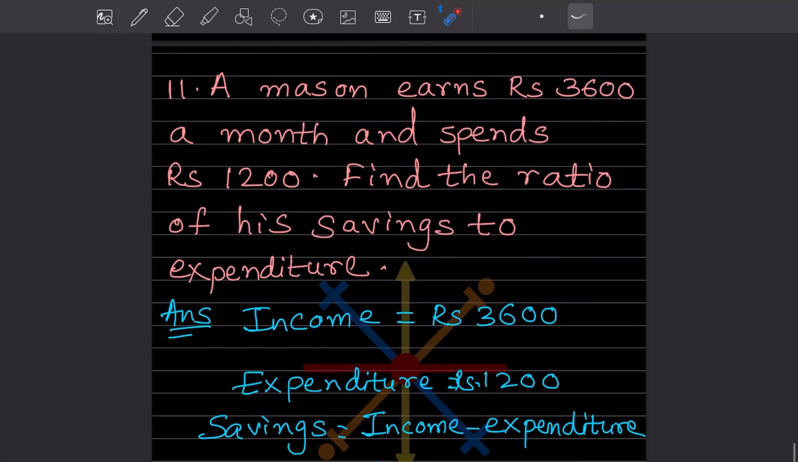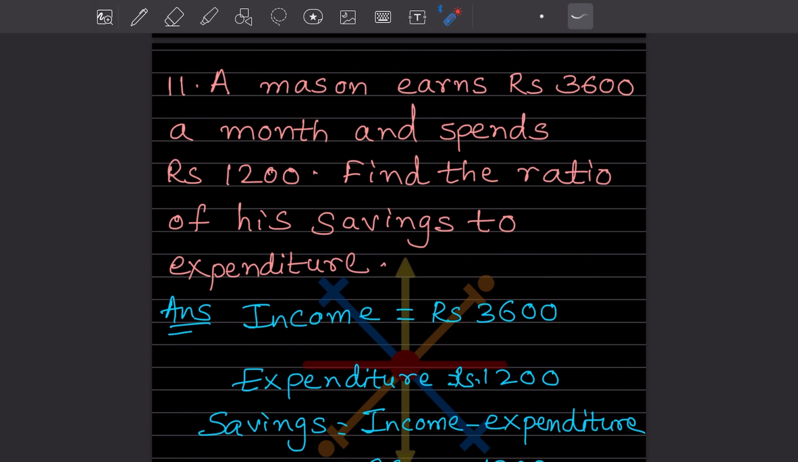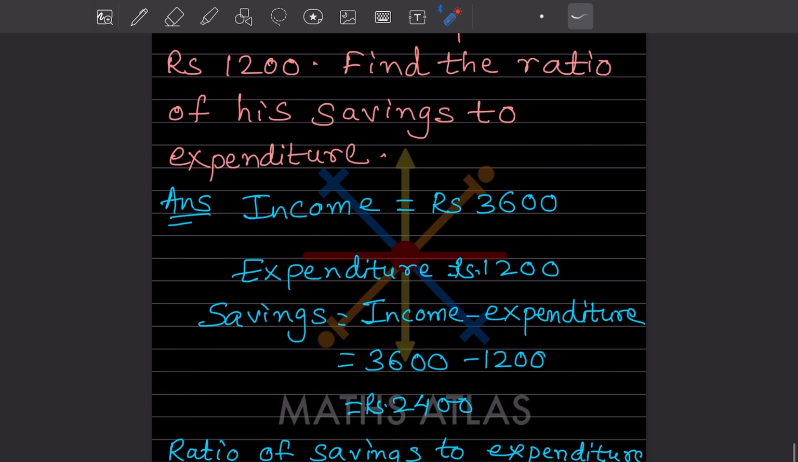So the next problem says that a person earns rupees 3,600 a month and spends rupees 1,200. Find the ratio of his savings to expenditure. So earn means that is the income. What is the income? That is 3,600 rupees. And spends rupees 1,200 means expenditure, that is 1,200. And we want the ratio of savings. So what will be the saving first? This saving is nothing but whatever the income is, from that you have to subtract the expenditure.